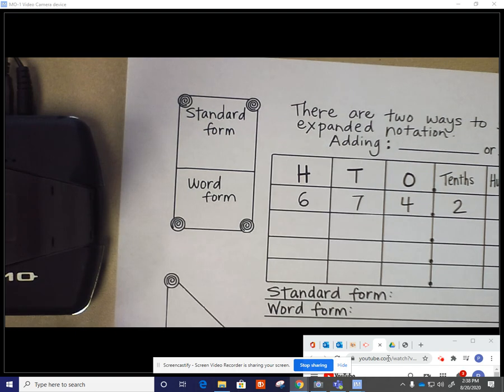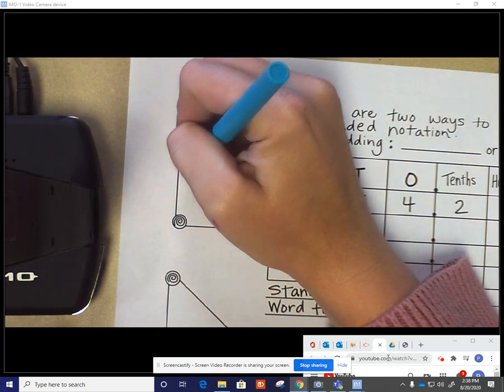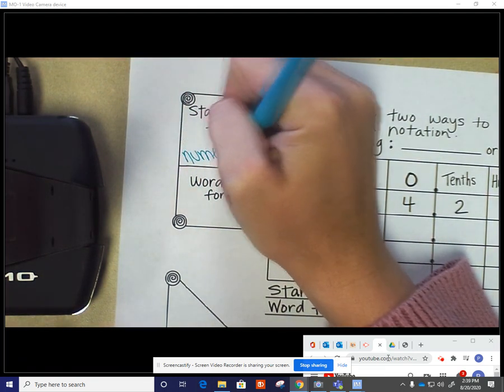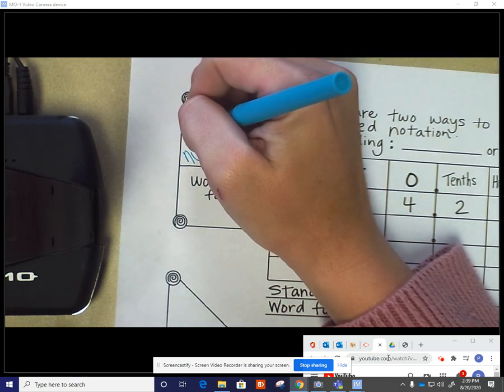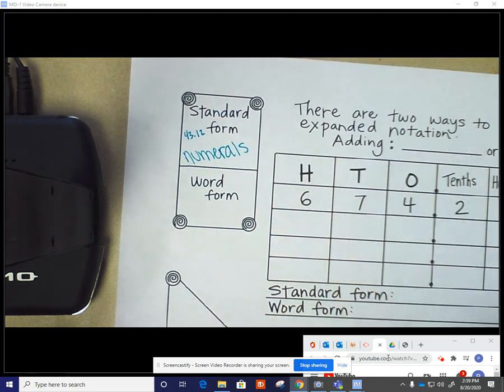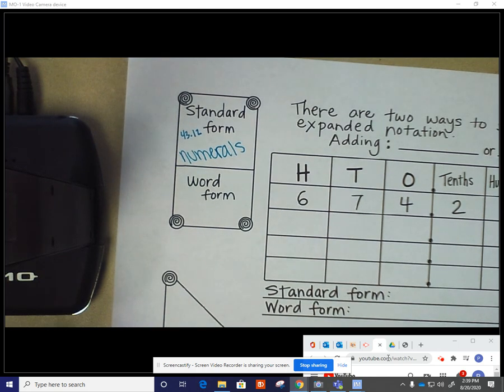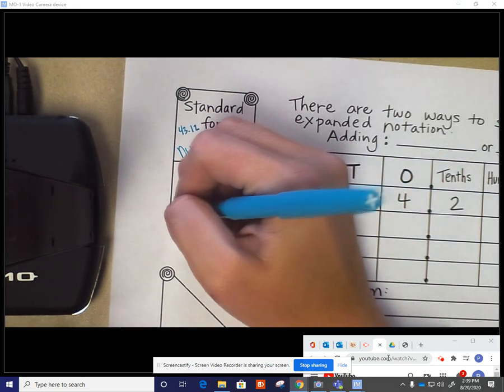Okay, so on Friday, we discussed two different forms. We discussed standard form, which is your numerals, so it's like 43 and 12 hundredths. Then we talked about word form, which is in words.